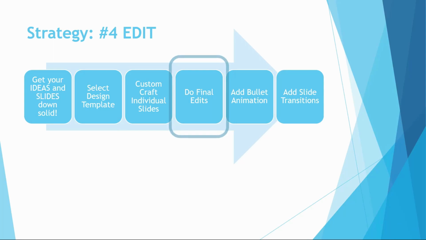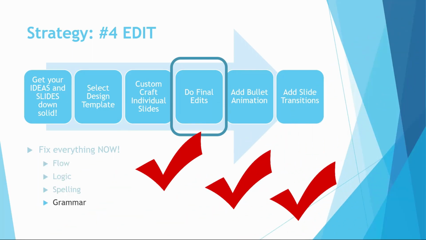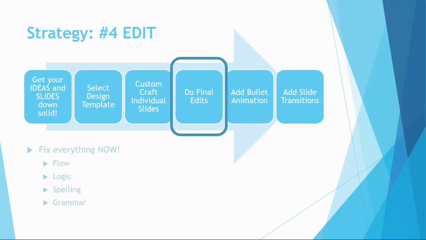Step 4, brutal editing. Go back and review everything. Edit the flow of the presentation, the logic, the spelling, the grammar. Why? Because if you jump to bullet animation and you do some brutal editing afterwards, you risk having to go back and redo some of the animations on any new lines of text that you have added from your editing. Do it now.